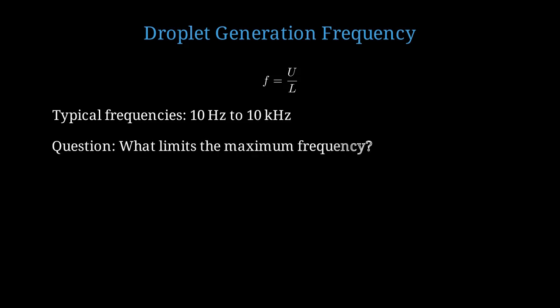Here's a question. What limits how fast you can generate droplets? Why can't we go to a megahertz? The answer involves multiple factors. Channel resistance increases dramatically at higher flow rates. Pressure limits of your pumps and channels become constraints. And at very high frequencies, droplets don't have time to fully form before the next one starts.